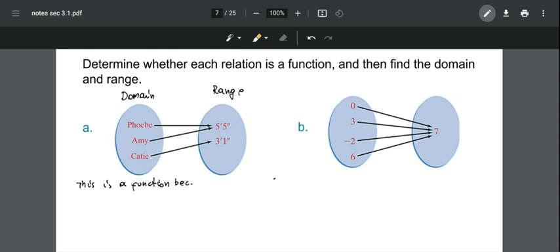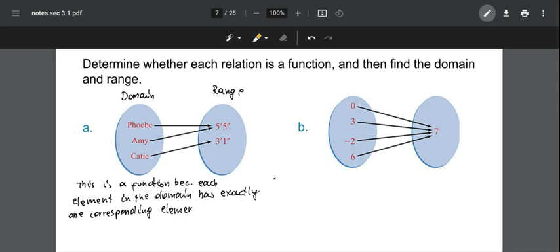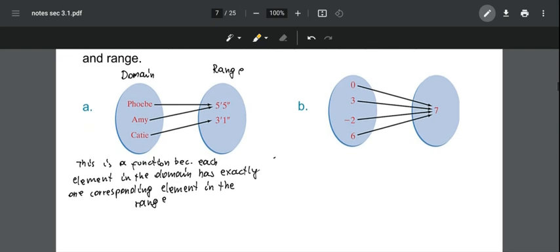because each element in the domain has exactly one corresponding element in the range. Okay, so this is a function.